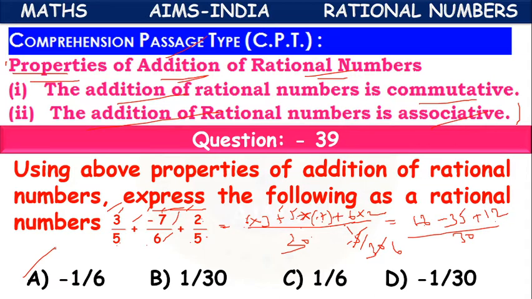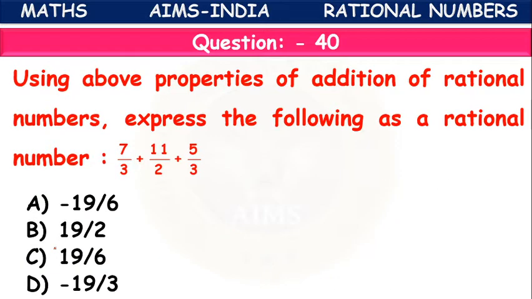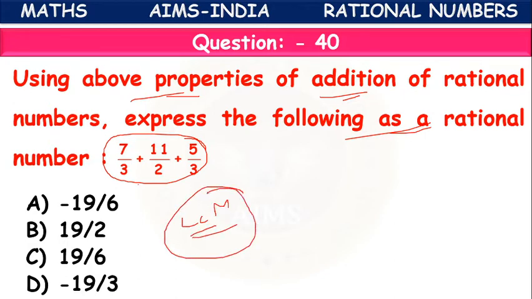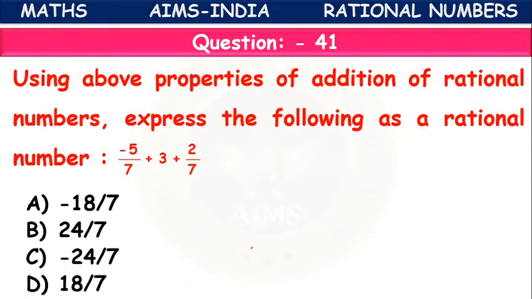Option A is the right answer. In comprehension there will be no multi-correct, all are single correct only. Next, using the above properties of addition, express the following as a rational number. This is also the same method, children. We have to add through LCM and find the answer. So later do it as homework. Next, the 41st question is also the same model. We have to add based on the LCM and find the answer.